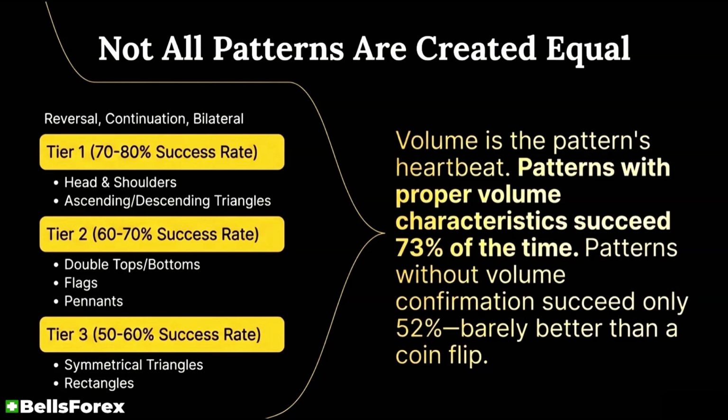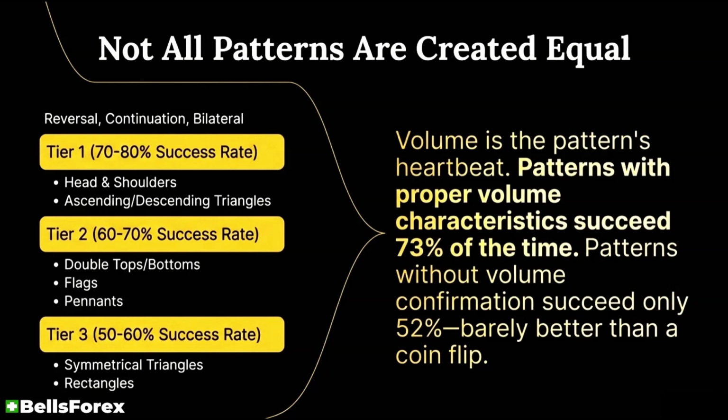Reversal, continuation, and bilateral. So reversal patterns clearly signal a change in the prevailing trend. The big ones are head and shoulders, double tops, rounding bottoms. They indicate exhaustion. Continuation patterns signal a temporary pause, followed by the resumption of the existing trend. Those are your high-velocity flags, pennants, and directional triangles. And bilateral patterns, like symmetrical triangles or rectangles, show pure indecision. They can break in either direction. It just depends on which side wins the consolidation battle.